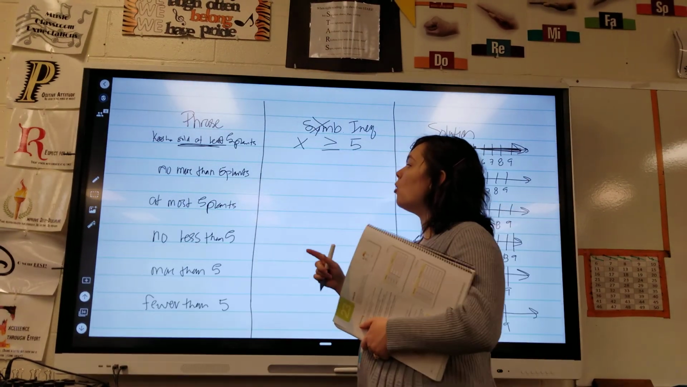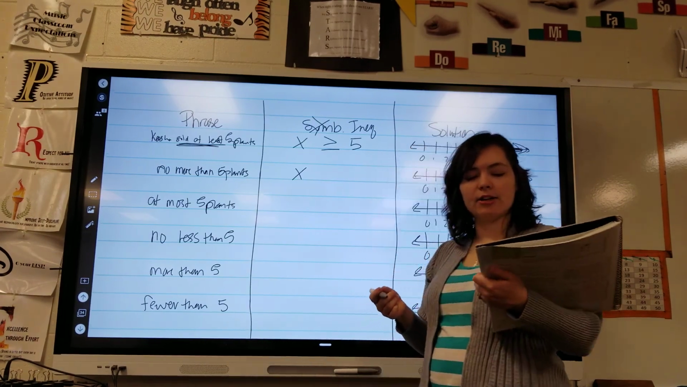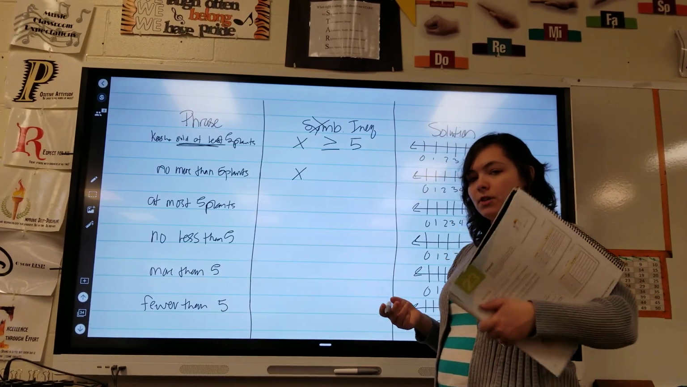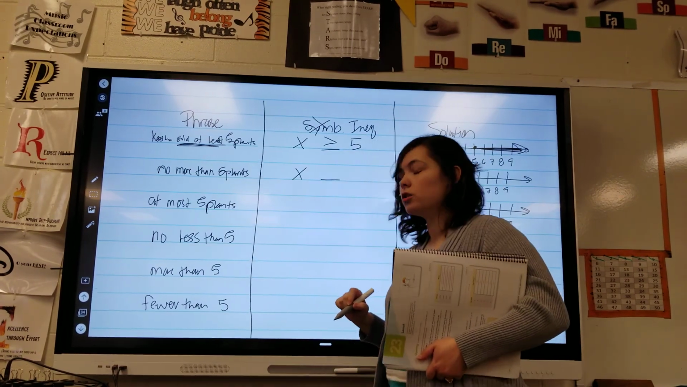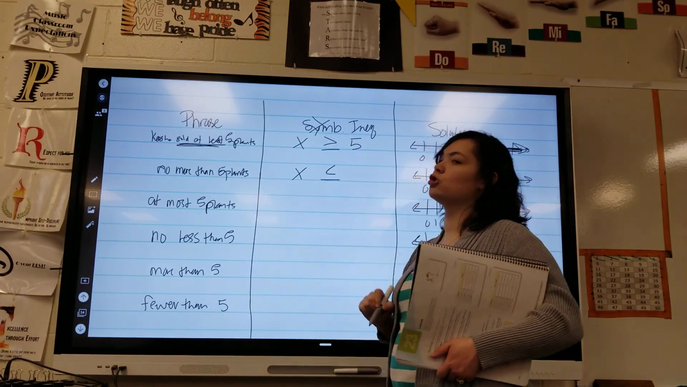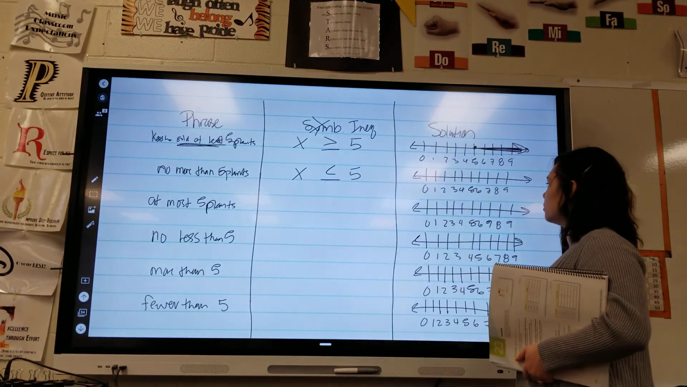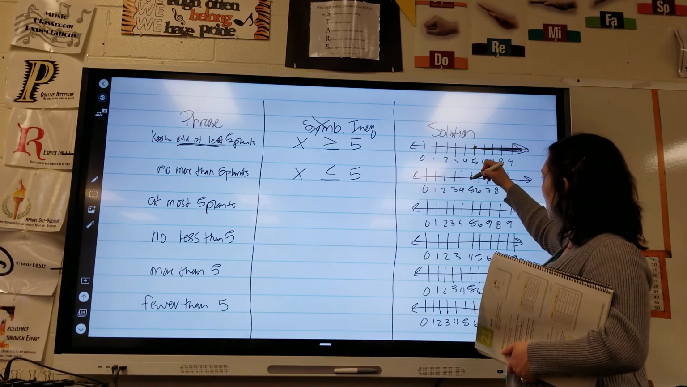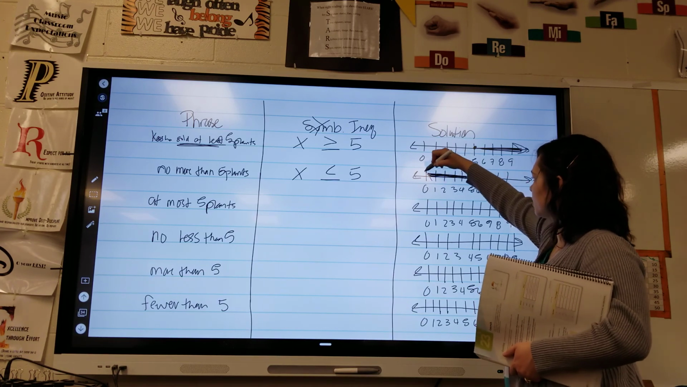She sold no more than 5 plants, okay? So now I have to come up with another inequality that's going to show this. She could sell 5 plants, but she did not sell any more. So in this case, she sold less than 5. Less than or equal to 5. Again, come over here to our 5, but our arrows go in the other direction. All right?